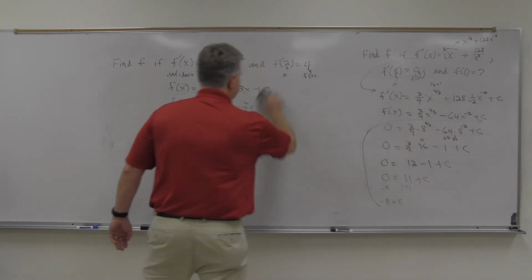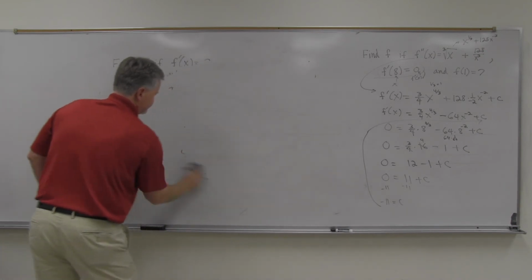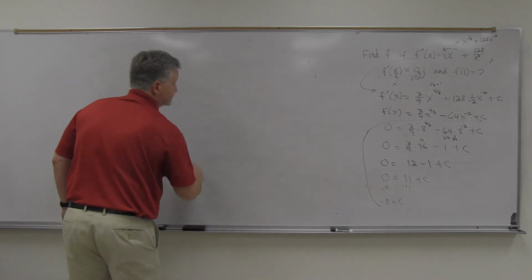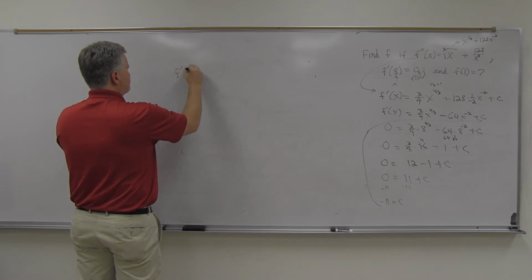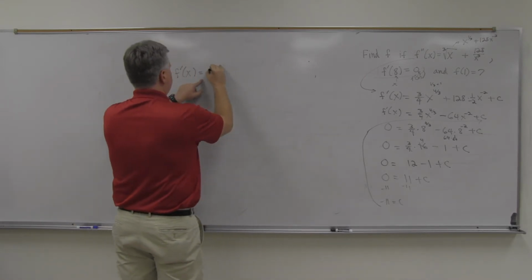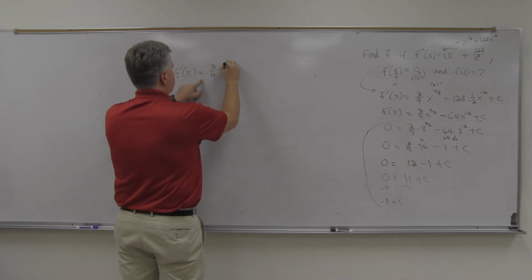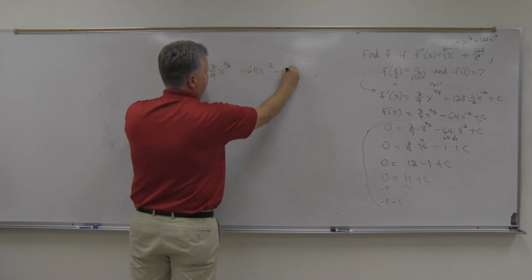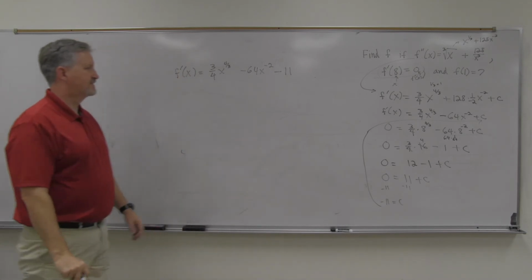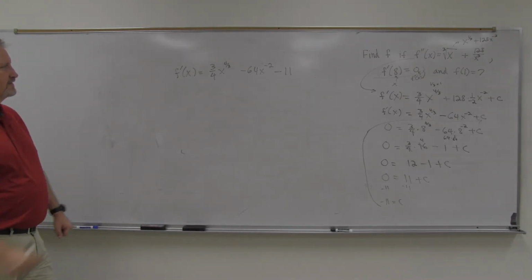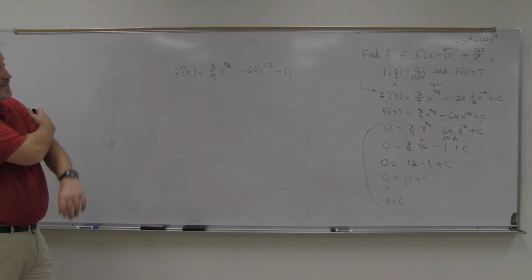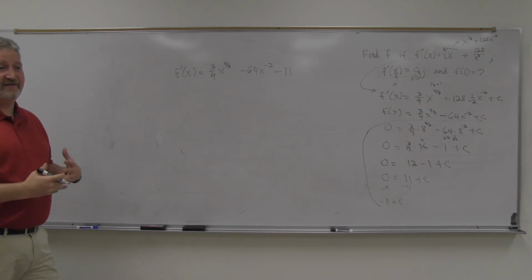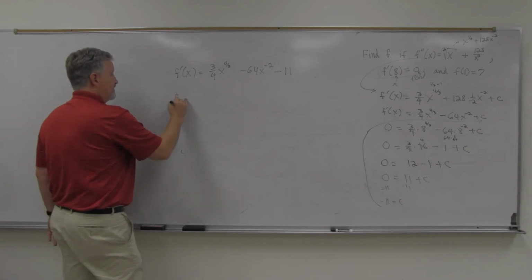So f prime of x turns into 3/4 x to the 4/3 minus 64x to the negative 2 minus 11. But I'm interested in f, so I got to do the process one more time. Antiderivative.